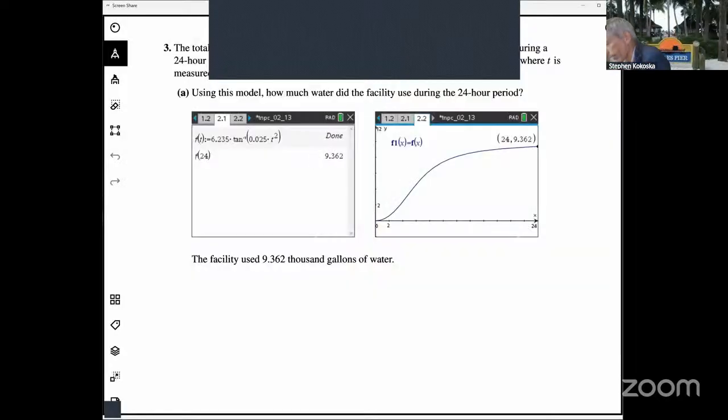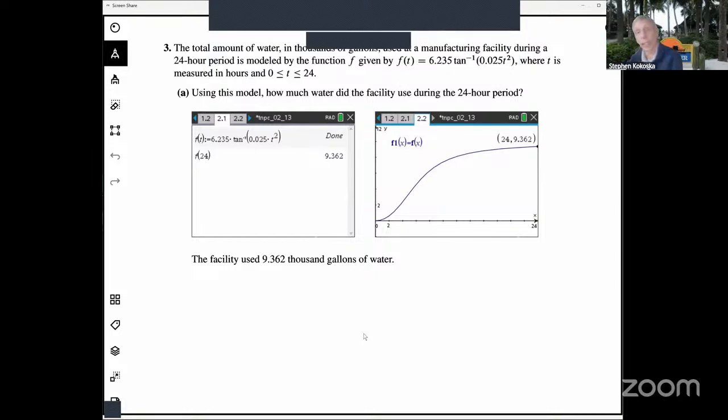Cool stuff. All right. So I've got a technology problem here. Tom will try a couple things on the 84 again. I'm going to try to solve this on the TI-Nspire. This one is an applied problem using technology. The amount of water in thousands of gallons used at a certain manufacturing facility during a 24-hour period is modeled by this function. It's got an inverse tangent in it and a crazy argument there, 0.025 t squared. We'll assume t is measured in hours from 0 to 24. So this is over a day.